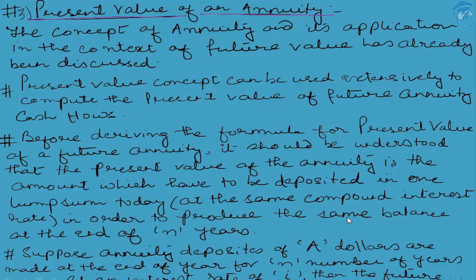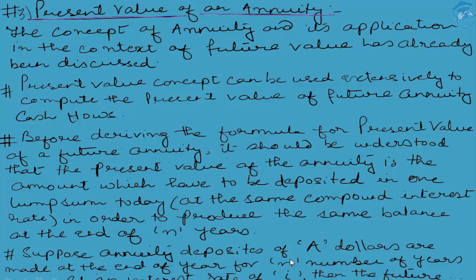What is the meaning of the same balance? The same balance means the future value of the sum total of the present value of the annuities should be exactly identical to the future value of the stream of annuities. So, in a way of expressing it as a formula, let's see. Before we see the formula, let's try to understand another point.